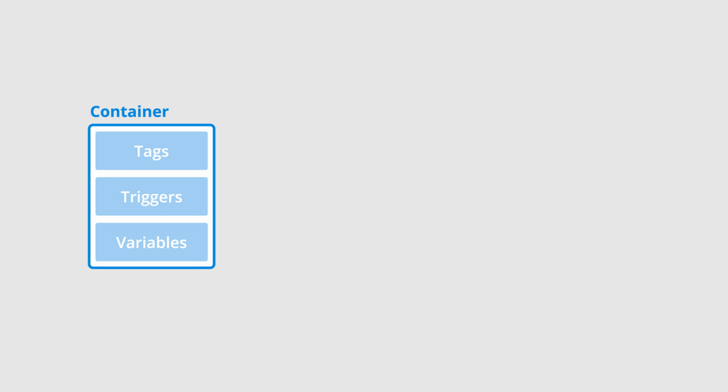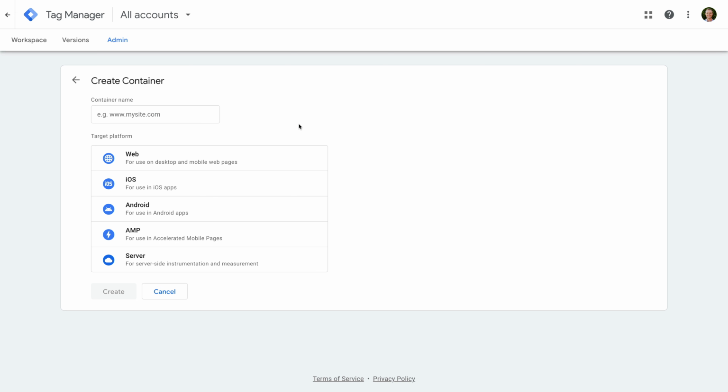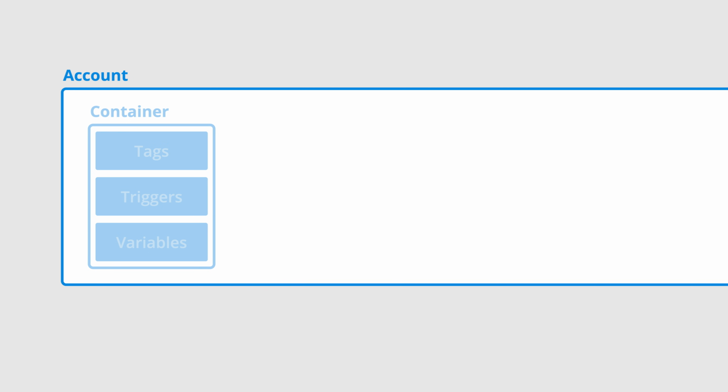A container stores all of the tags, triggers, and variables for your website. Google Tag Manager lets you create different types of containers. You can create web containers to manage tags on your website, iOS and Android containers for your apps, AMP containers for accelerated mobile pages, and server-side containers to manage tags on a server instead of in the browser. We're going to focus on web containers, since they're the most common type of container and they're easy to add to your website. Next is our account.